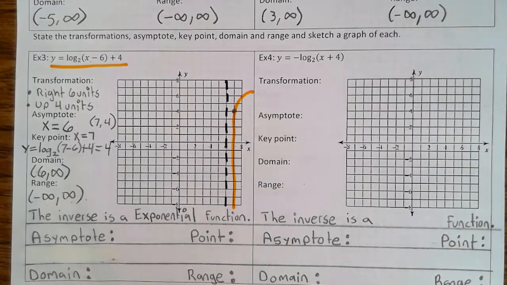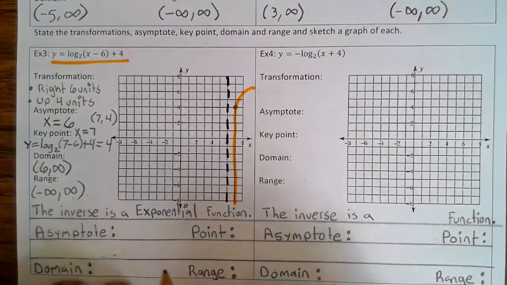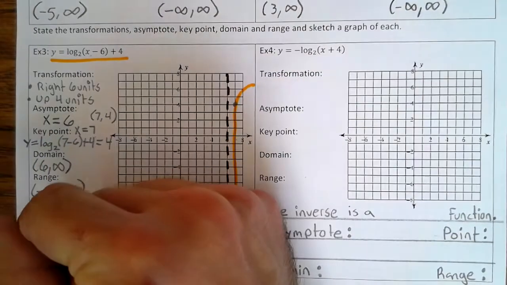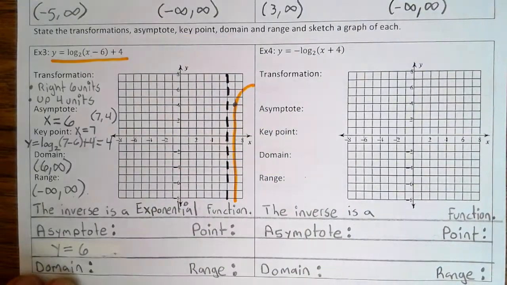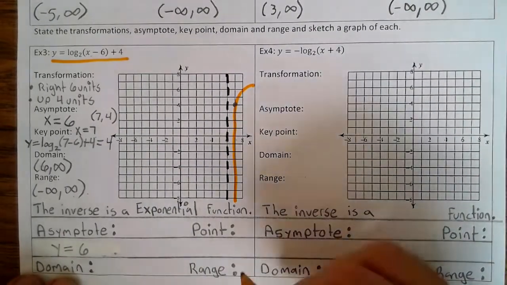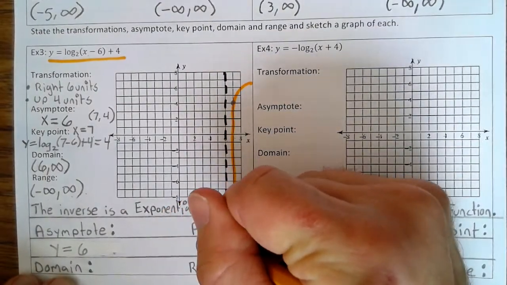Okay. So again, keyword: switch. You switch all the information. So the asymptote was x equals 6. Now it's y equals 6. Now the point was 7, 4. Now the point will be 4, 7.